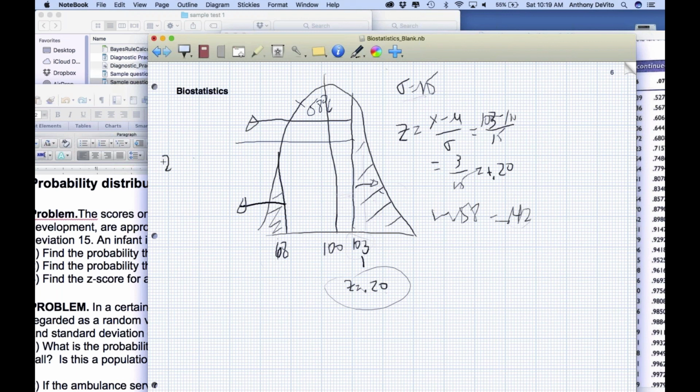So my z-score is equal to 68 minus 100 over 15. I'm actually going to change that. I'm going to make that 69. 69 minus 100 is negative 31. So that's going to be equal to negative 31 over 15. Okay, so let's work this out.